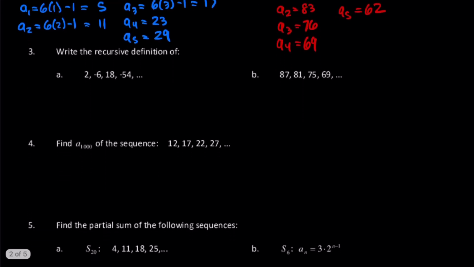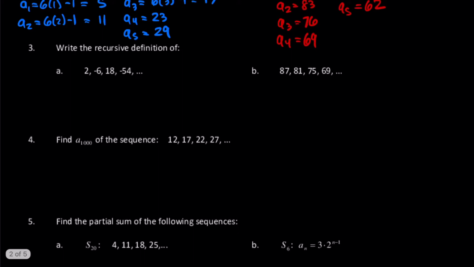Question number 3, write the recursive definition. So to write a recursive definition, you need 2 things. You must have a sub 1 and then a rule for the next term. So I always start by writing a sub 1 down. This is probably the most commonly missed question every year on this exam. That is part of your solution. I don't want to just see a rule for a sub k plus 1. I need to see a sub 1 and a rule for a sub k plus 1 or n plus 1, however you want to write it. It doesn't matter. I'll use that in this case.